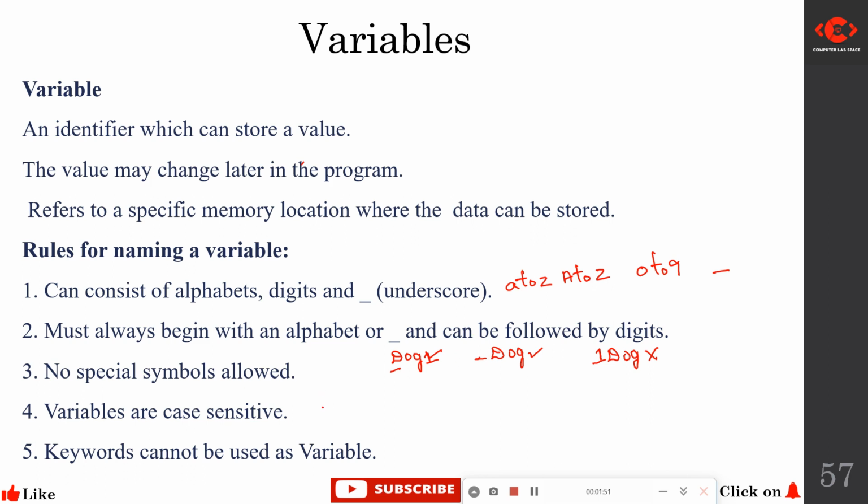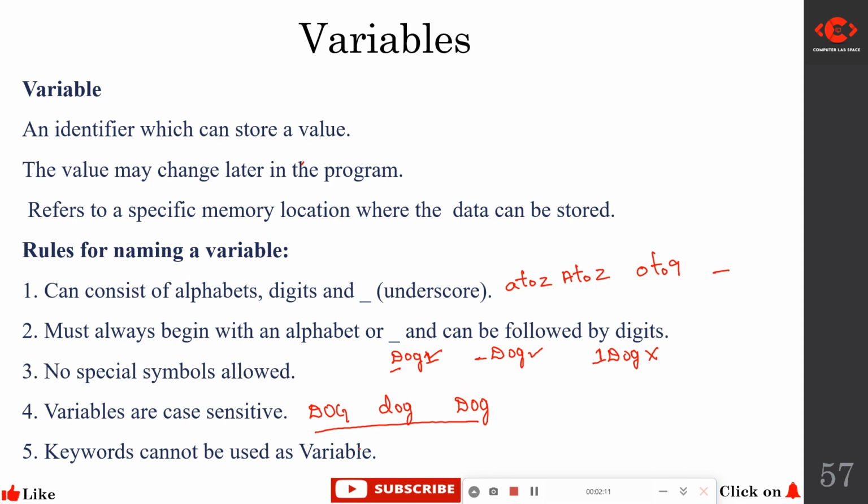And variables are case sensitive. For example, if I write capital letter DOG, this is a different variable, and if I write small letter dog, this is a different variable, and even this is a different variable. All these three are different variables. So that means the variables are case sensitive here.